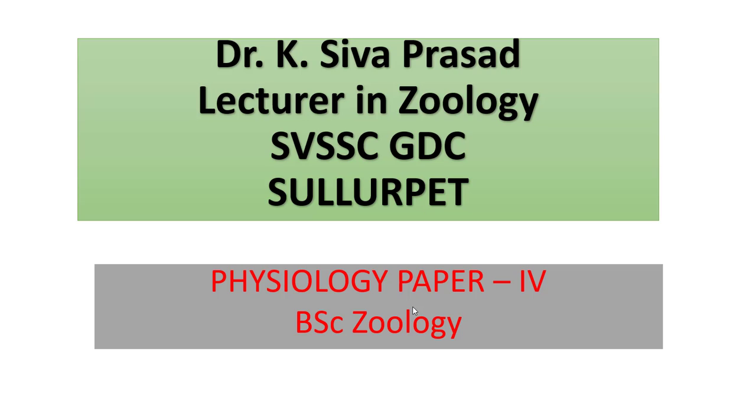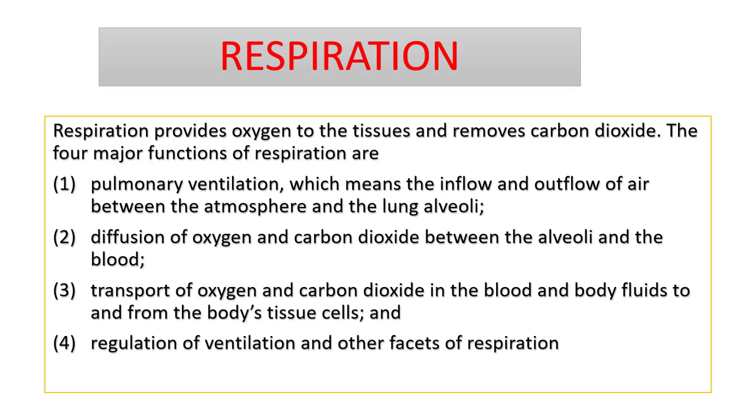Today we will discuss animal physiology, paper 4, BSc Zoology. In this chapter we will discuss respiration and its functions. Mainly, the main function of respiration is to provide oxygen to the tissues and remove carbon dioxide. The four major functions of respiration we will discuss now.